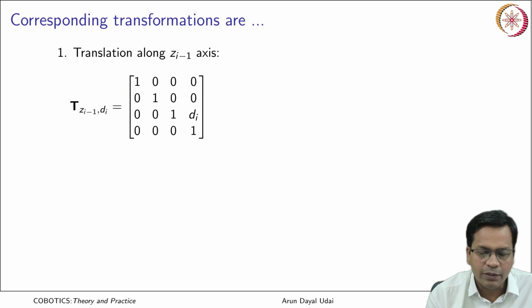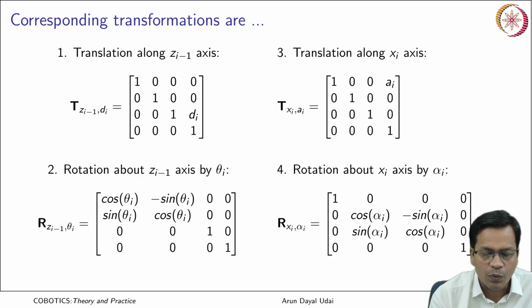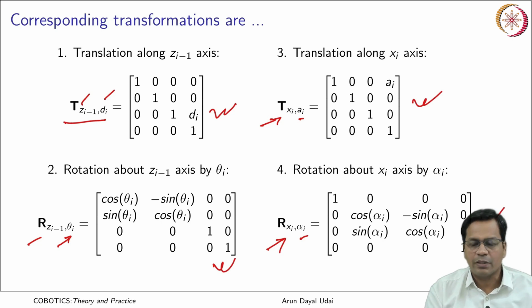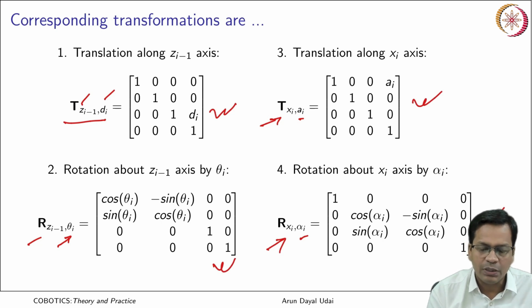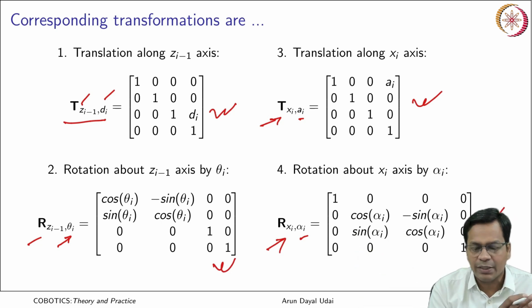So, 4 consecutive transformations can be written like this: 1, 2, 3 and 4. This is translation about z_{i-1} by a distance d_i, rotation about z_{i-1} by an angle theta_i, translation about x_i by a distance a_i, and rotation about x_i by an angle alpha_i. These are the transformation matrices that we have studied in the last lecture. These are the 4, and they are applied one after the other with respect to the previous frame, that is relative transformation.